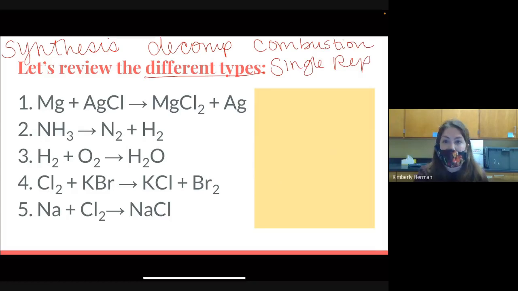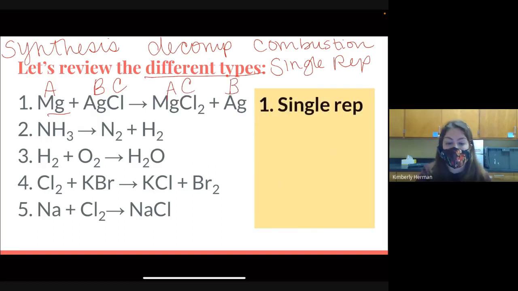So every capital letter, or AKA atom, is going to have an A, B, or C to it. So if we look at the first one, Mg is my A, Ag is my B, and Cl is my C. So now notice that our A is with our C, and we have B. So we have a one switch there, aka a single replacement. Now number two, our N is our A, our H is our B, and notice that they have now separated out. So if they're breaking down, that's going to be a decomposition.